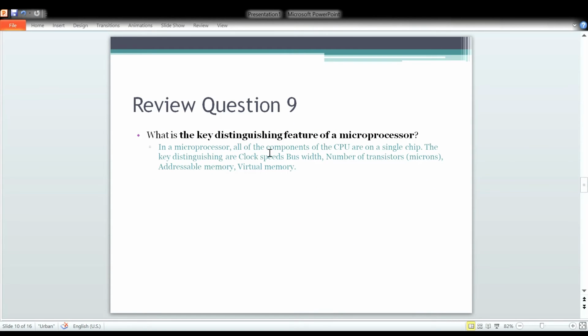Question number 9. What is the key distinguishing feature of a microprocessor? In a microprocessor, all of the components of the CPU are on a single chip. The key distinguishing features are clock speed, bus width, number of transistors, microns, addressable memory, and virtual memory.